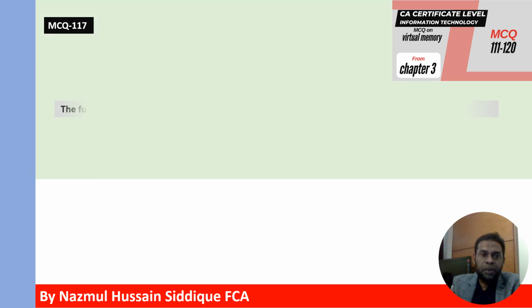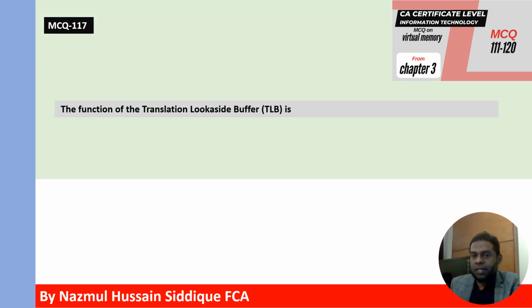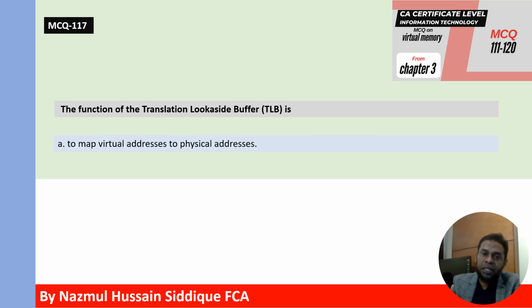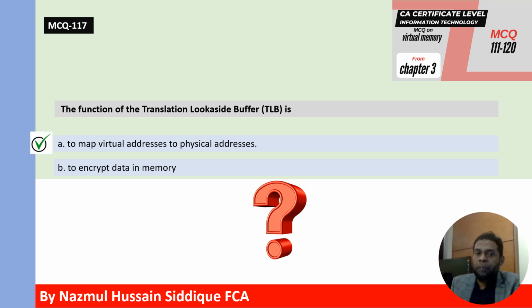Next question. The function of the translation lookaside buffer, TLB, is option A, to map virtual addresses to physical addresses, or option B, to encrypt data in memory. The correct answer is option A. To map virtual addresses to physical addresses is the function of the translation lookaside buffer, TLB.